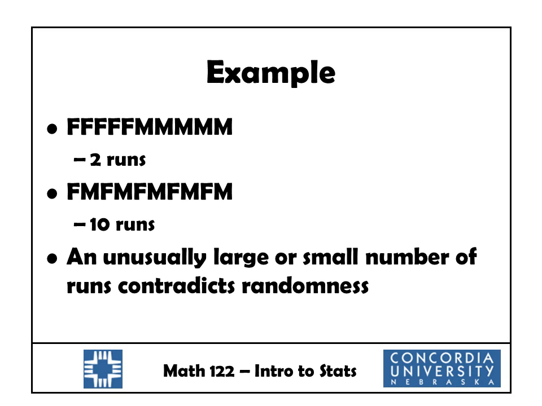So an unusually large or small number of runs contradicts randomness. And that's the idea behind the analysis of the data. If we got a lot of runs or not very many runs at all, we're going to reject the idea of randomness.